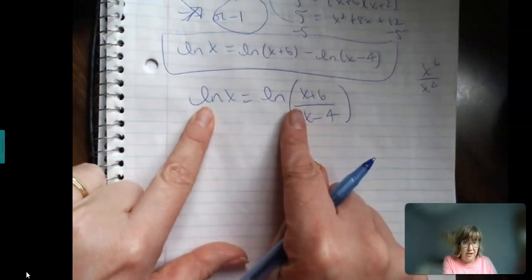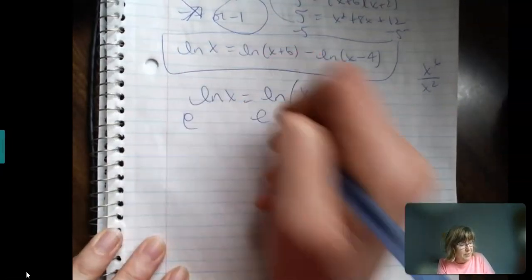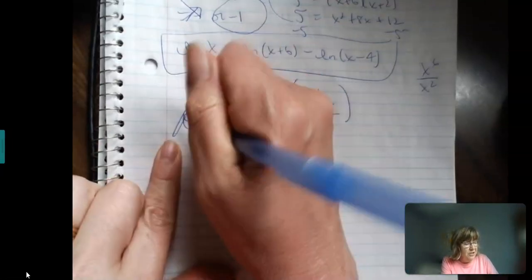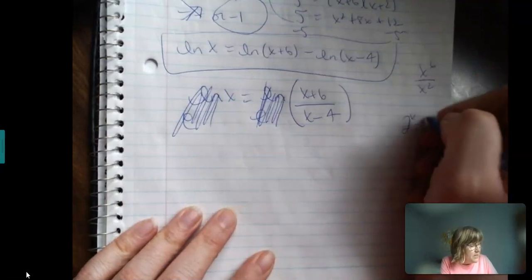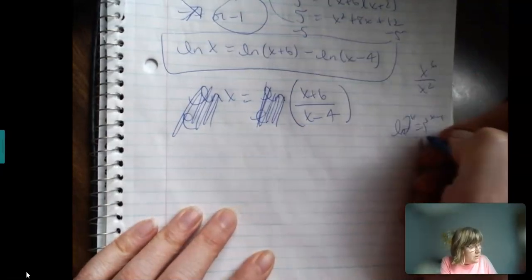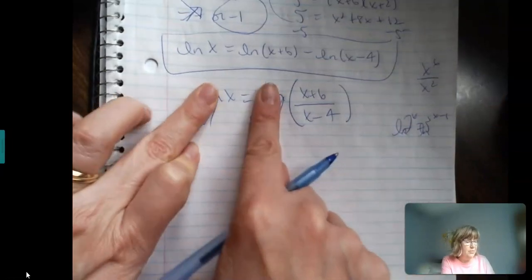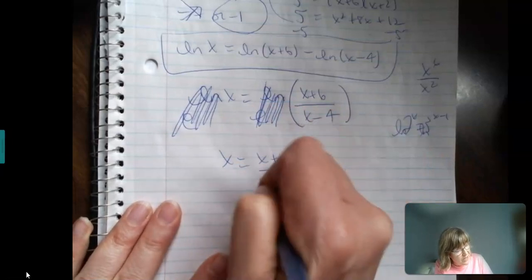Now I have double log. So in a sense, you can do double exponents if you want. You could be like, oh, I'm going to make this a double exponential. But really, if you have double logs, you can just take them away because they're going to cancel. Okay, kind of like if you have double exponential, you put a log on both sides, okay? So a lot of times we never show that. We just cancel. So we get x equals x plus 6 over x minus 4.